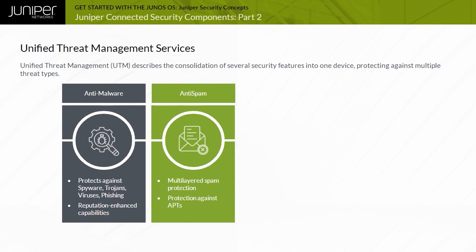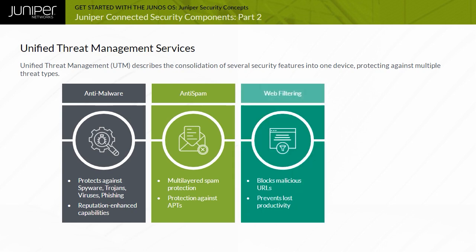The anti-spam feature uses a constantly updated spam house block list or SBL. Sophos updates and maintains the IP-based SBL. The anti-spam feature is a separately licensed subscription service. Web filtering.